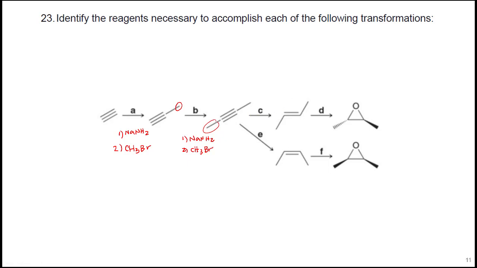And then to go to C, we're going from an alkyne to an E alkene. So we need to go through the radical mechanism, or sodium with liquid ammonia. And then for D, we're just making an epoxide here. To do it in one step, we can use MCPBA. And then for E, we're doing the Z alkene. So this is H2 with Lindlar. And we want to make sure to use Lindlar, which will stop at the double bond. If we use regular H2, then that would go all the way to the alkane, which we don't want. And here we can use that same reagent, MCPBA, to make the epoxide.